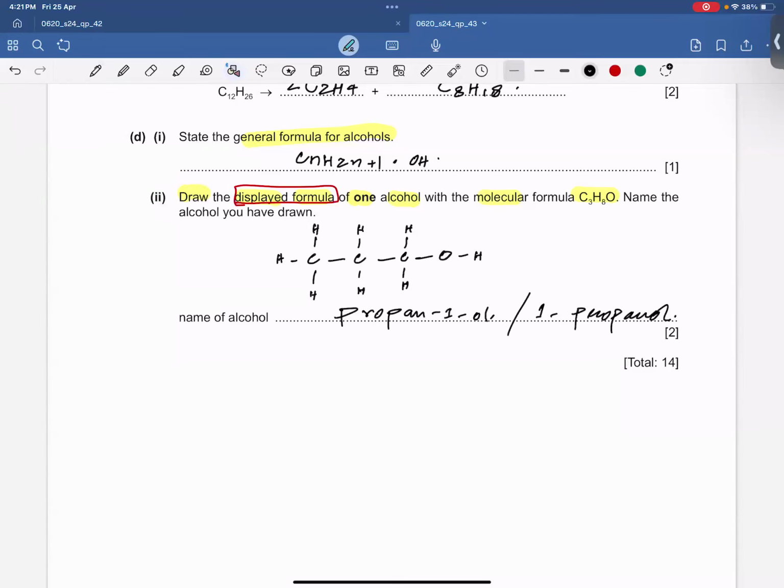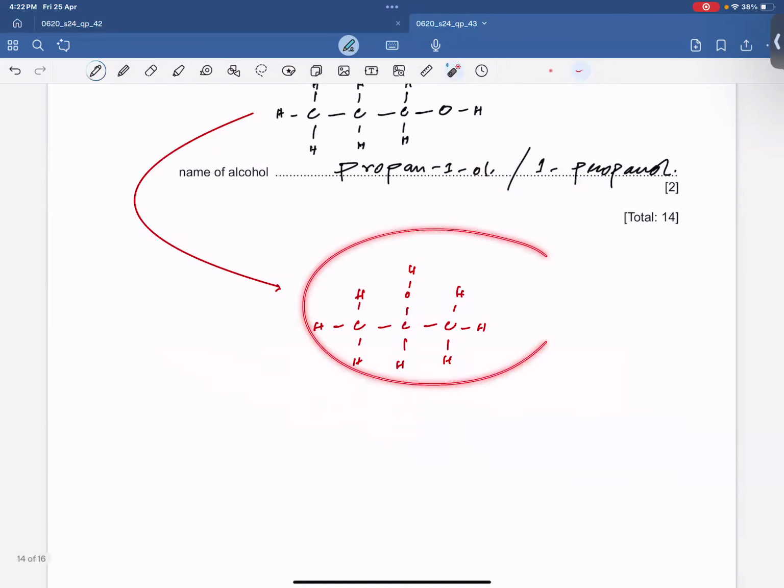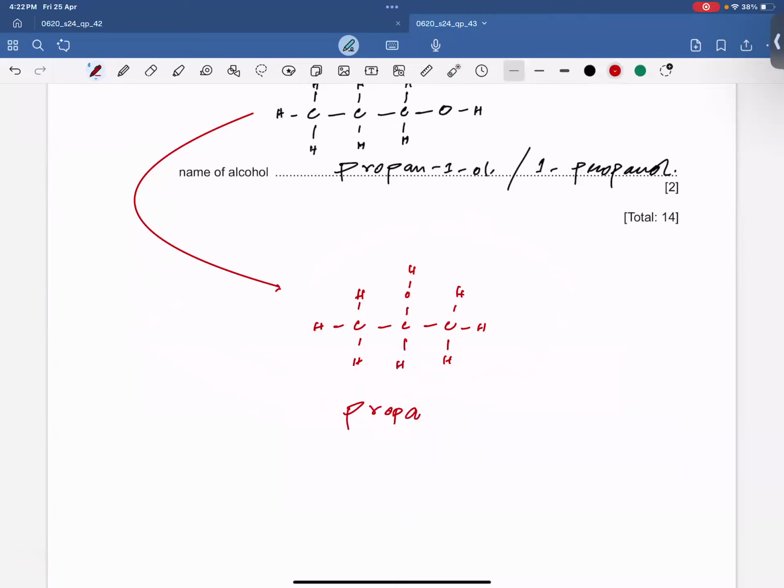And it is possible that some student has written it this way, that is also a possibility, right? 1, 2, 3, OH has come here. If you remember, both are isomers of each other because both of them have the same molecular formula, but they have a different structural formula, right? So if a student has drawn this, its name will be propan-2-ol, or 2-propanol.